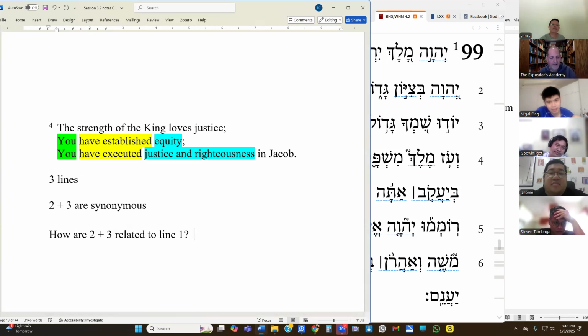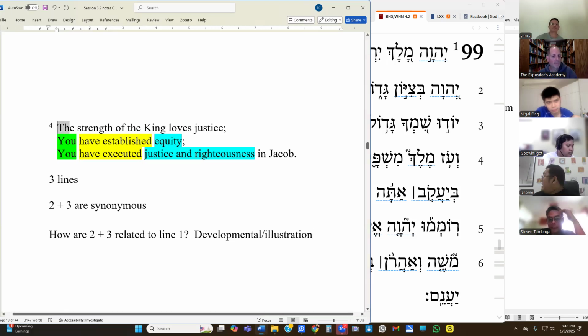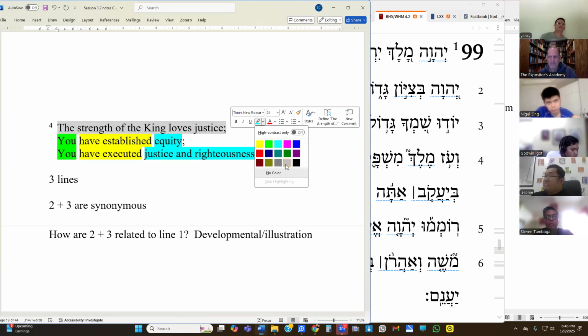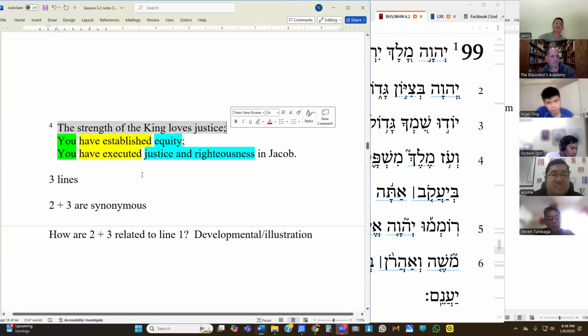Illustrate. Yeah, it's definitely developmental. It's not synonymous or contrastive. And I think illustration or explanation is the best option, because line 1 is making a statement, right? Line 1 is making a statement: the strength of the king loves justice.